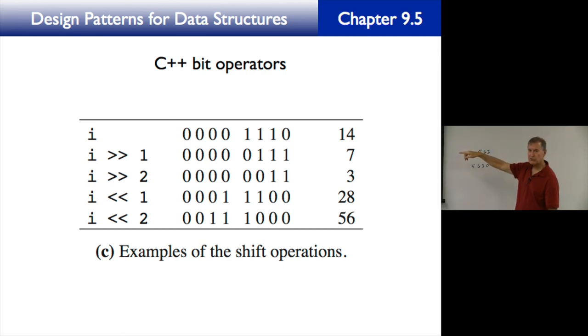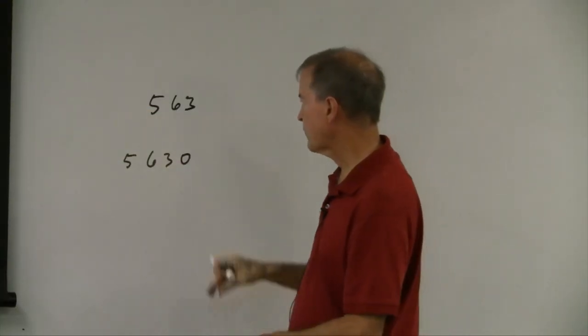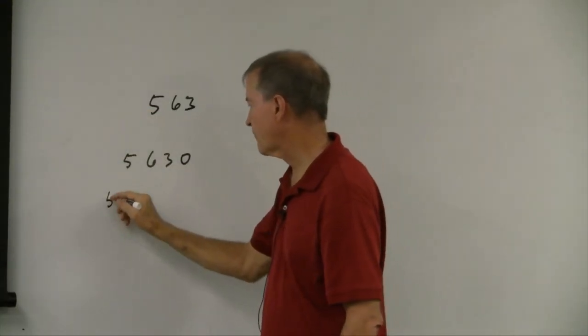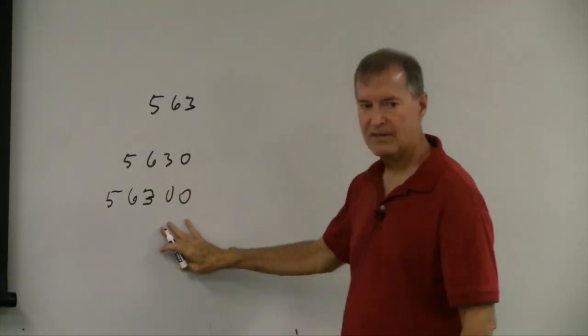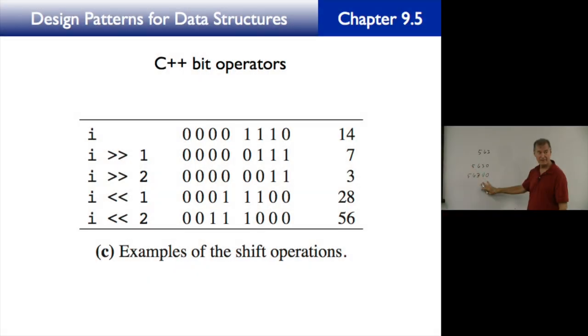Multiply it by 2. And if we were to shift this left by 2, in decimal 563 to 56300, we'd be multiplying it by what? 10 squared. But here, what are we doing? We're multiplying it by what? 2 squared, by 4. Does everybody see how you can do multiplies and divisions by shifts? Very efficient. We're going to want to use this fact in the Bernstein hash. Does everybody see the concept?